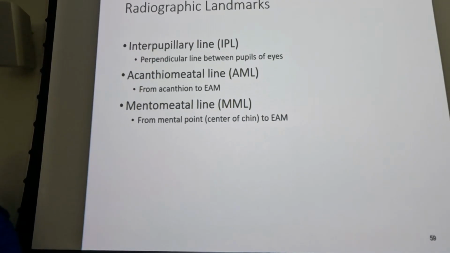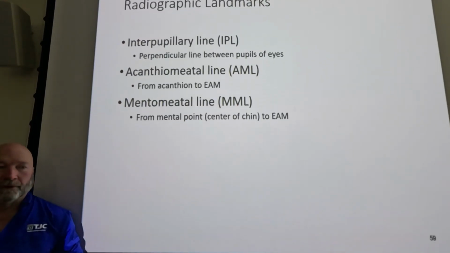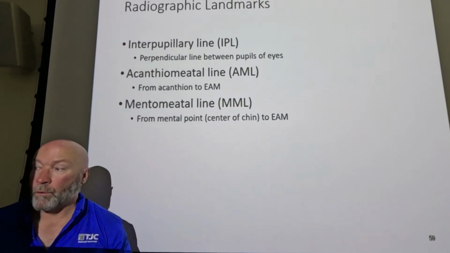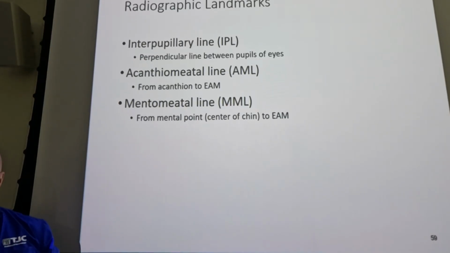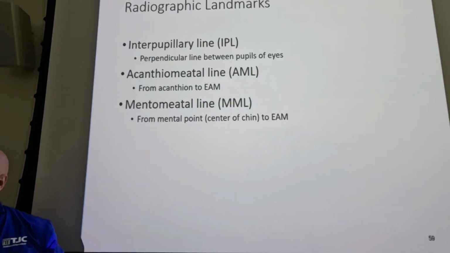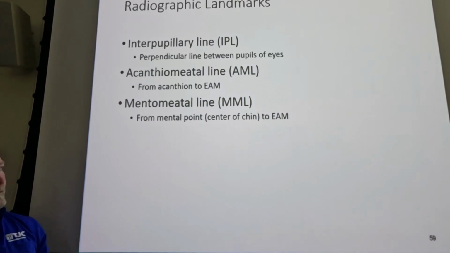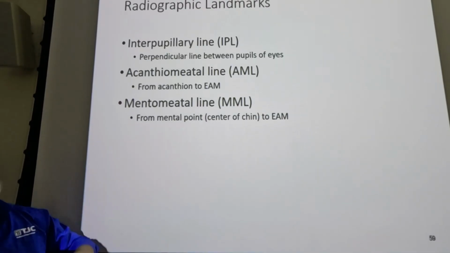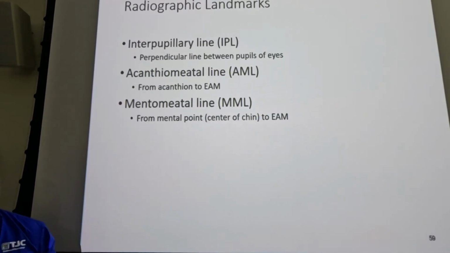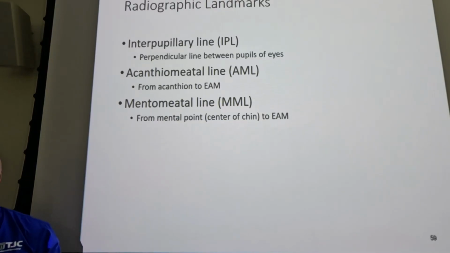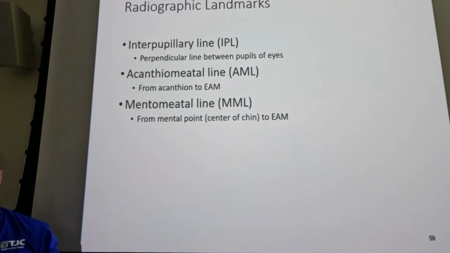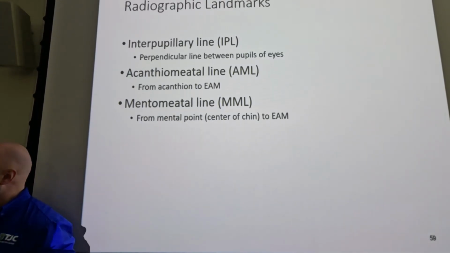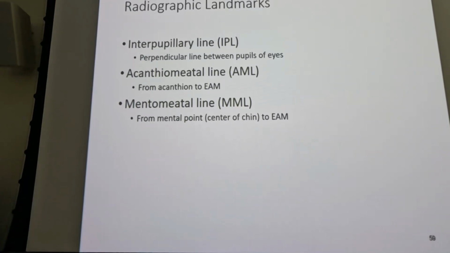Okay, so the acanthomeatal line, we're not going to use much here, but later in the semester we're going to use it quite a bit. The acanthomeatal line would be from the acanthion, that's again where the nose and the lip come together, out to the EAM. And then the mentomeatal line we've used before, again in C-spines, that's what we use for the fugues, if you recall. So we're going to use those two lines later in the semester.